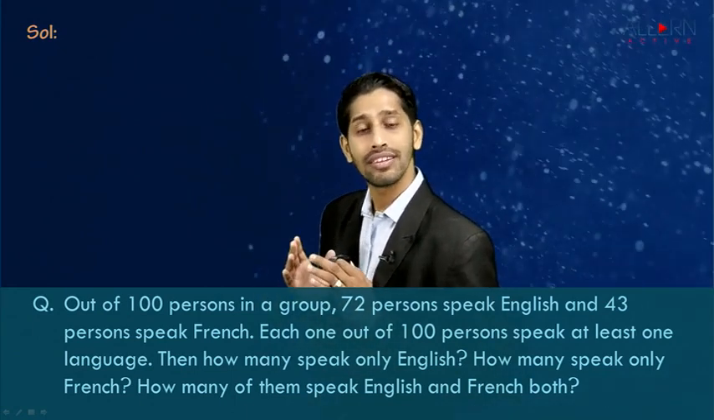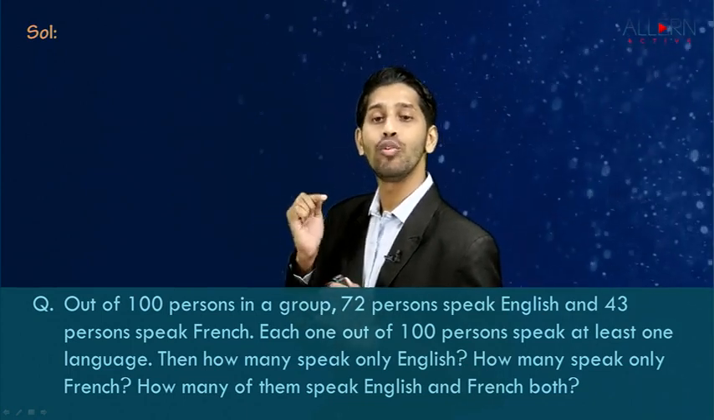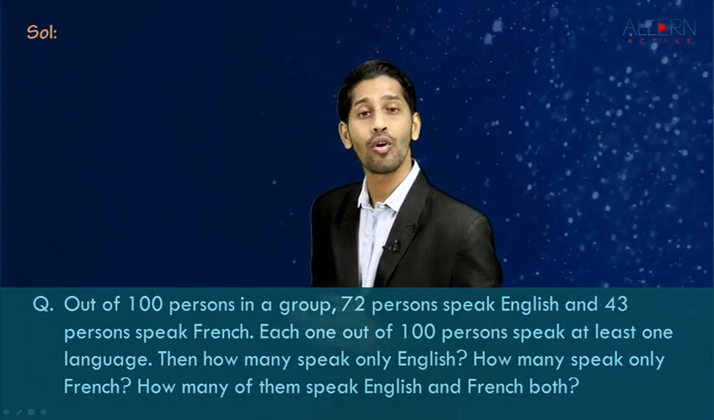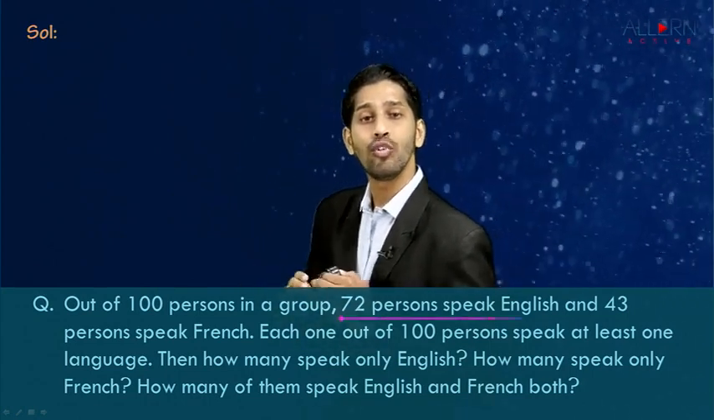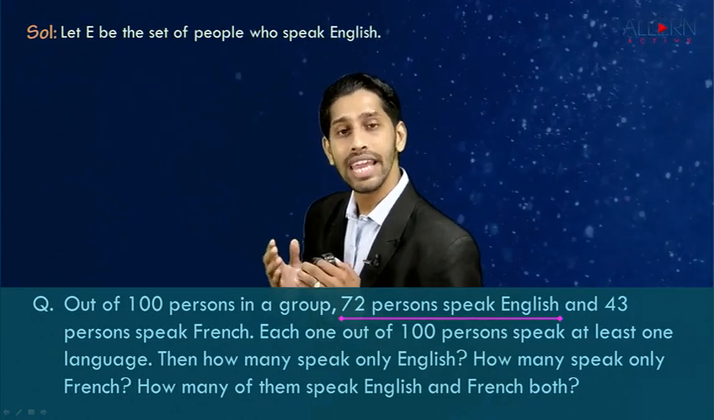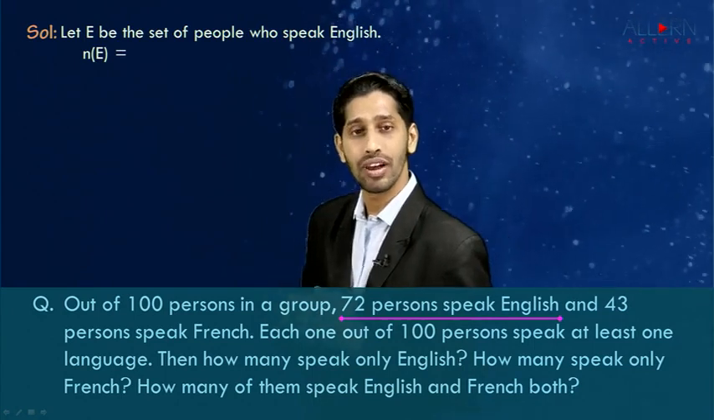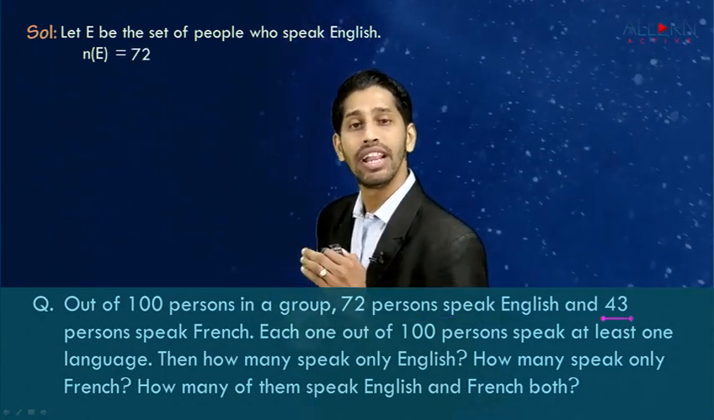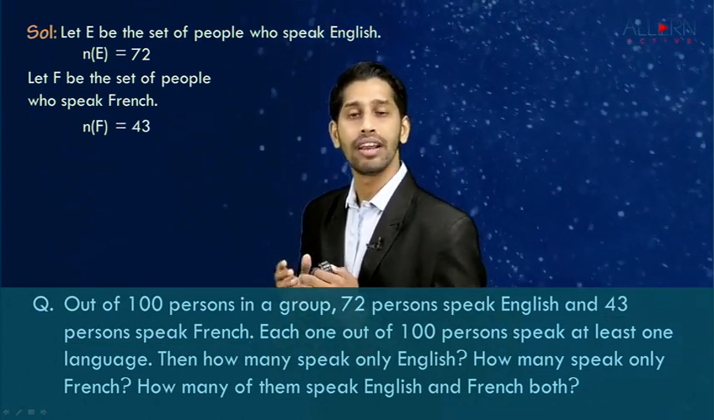Now the question says that 72 persons speak English and 43 persons speak French. That means we are talking about two subjects. So we'll denote the number of persons who speak English with letter E and the number of persons who speak French with letter F. So n of E will be 72 and n of F will be 43 in mathematical form.